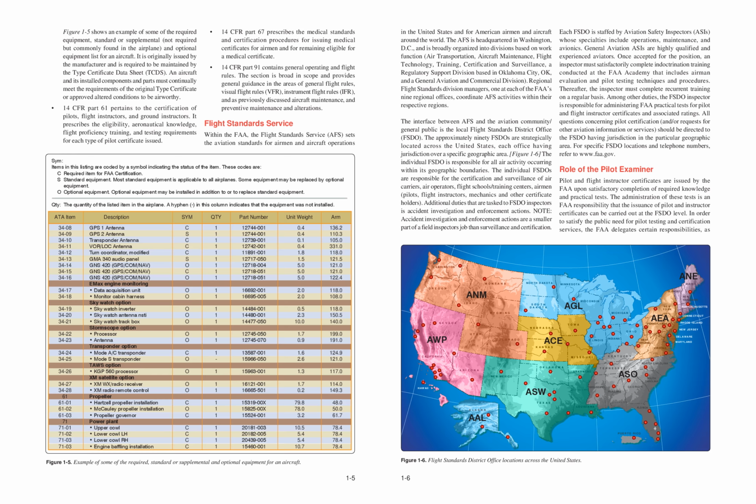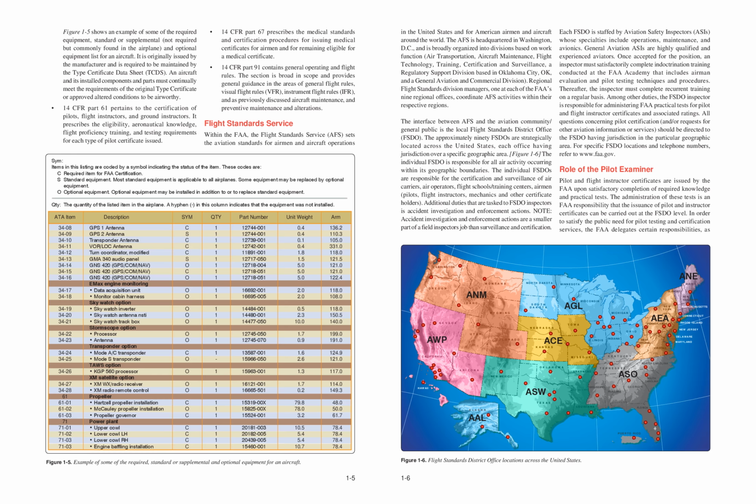Once accepted for the position, an inspector must satisfactorily complete indoctrination training conducted at the FAA Academy that includes airman evaluation and pilot testing techniques and procedures. Thereafter, the inspector must complete recurrent training on a regular basis.